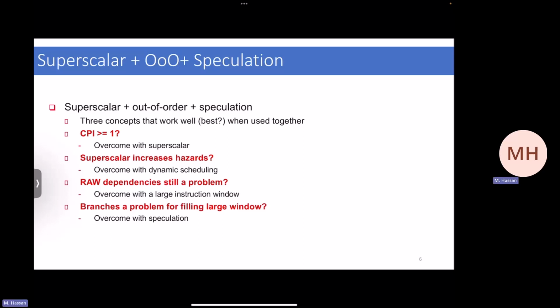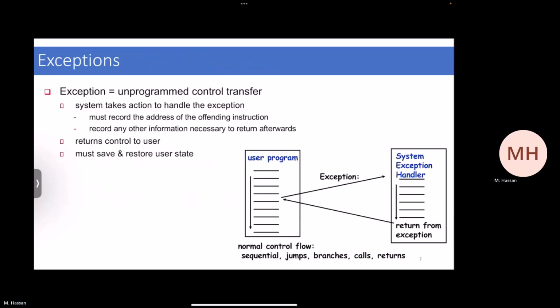So now there is one big problem. Is there any question in this slide? So you see how all of these come together right now?